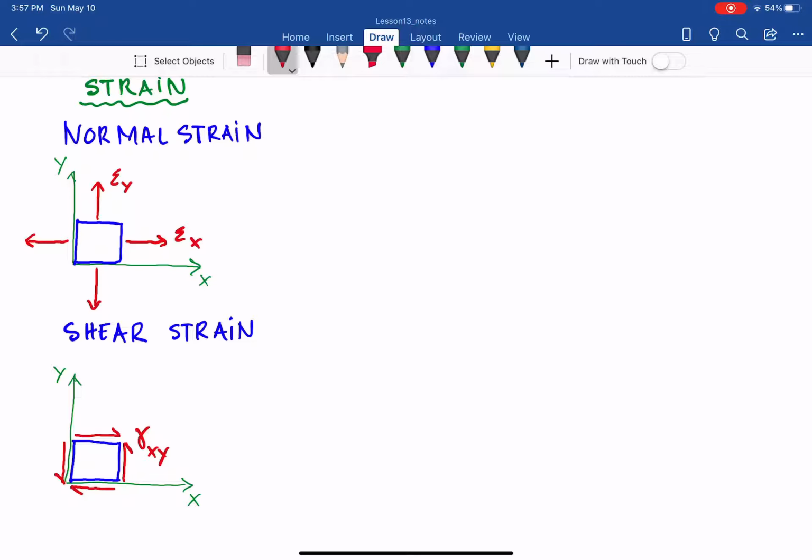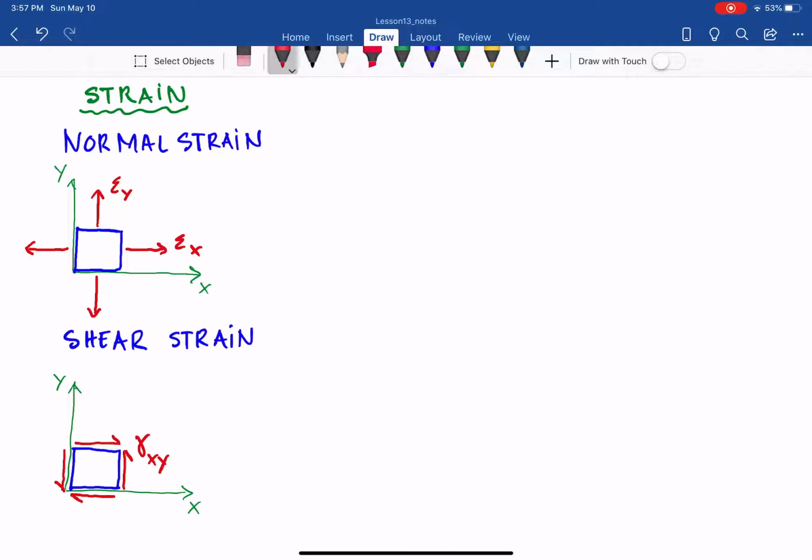So those are strains. The change in length, that is normal strain, and the angular distortion, that is shear strain. The equations we already learned previously in this class, and now we don't want to repeat that. You can see the stress transformation is a very long lesson that covers many topics, and we don't want to go over that again. To avoid going over the long process again, we want to emphasize the analogies of stress and strain transformation. So let's write down here.